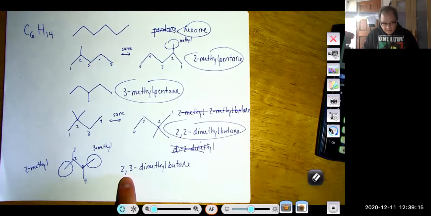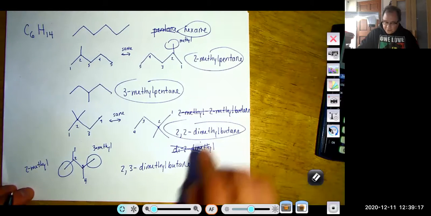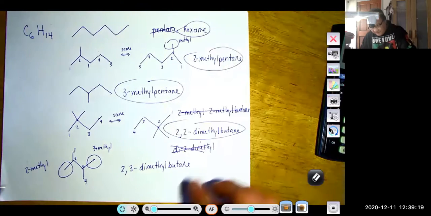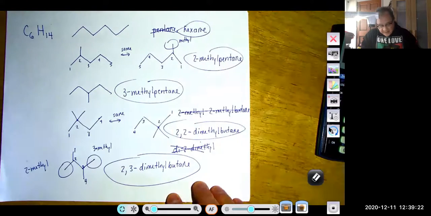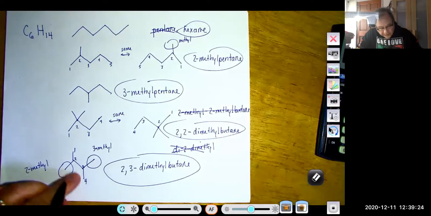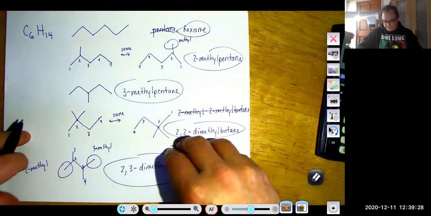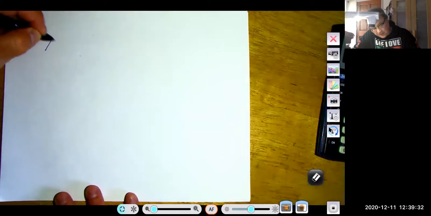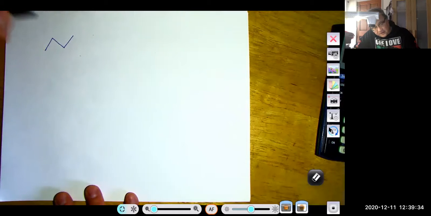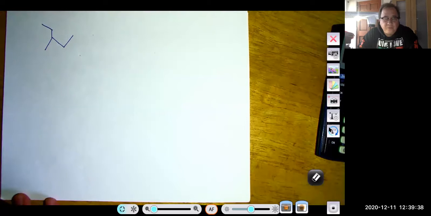So how many isomers do we have so far? 1, 2, 3, 4, 5. And are there any more 4s that we can do? How about this one? What's the name of that guy? When you're done, give me a thumbs up.